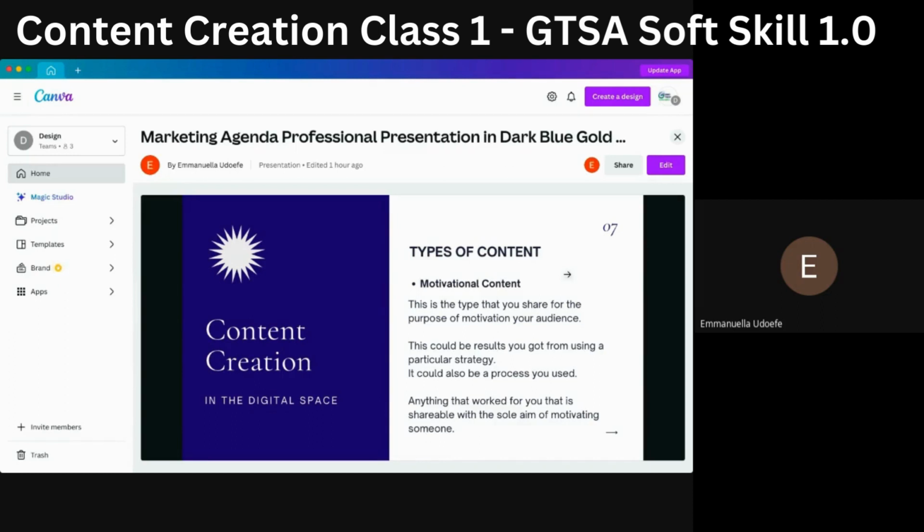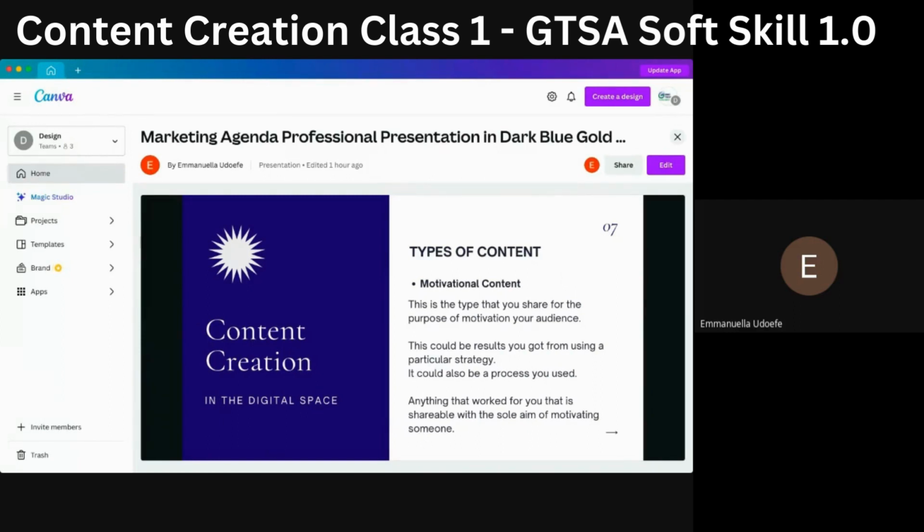You're either sharing, like I said, the results you got from using a particular strategy, or you are sharing the process involved. So anything that works for you, that you know that you can share. You know that there are some things that you do either in your personal branding business or in the products and service that you offer, that we call trade secrets. You can't possibly share them. But the ones that are shareable, just like the example that I gave, why not? You share it, because like I said, it's supposed to motivate someone.